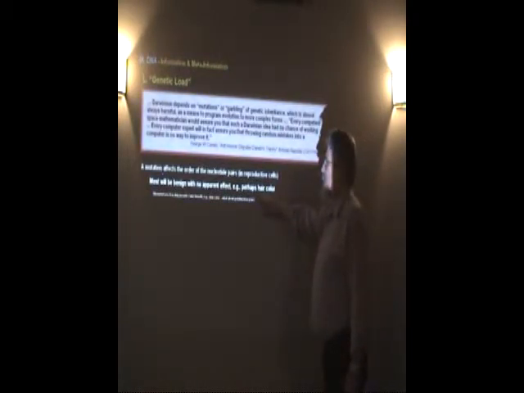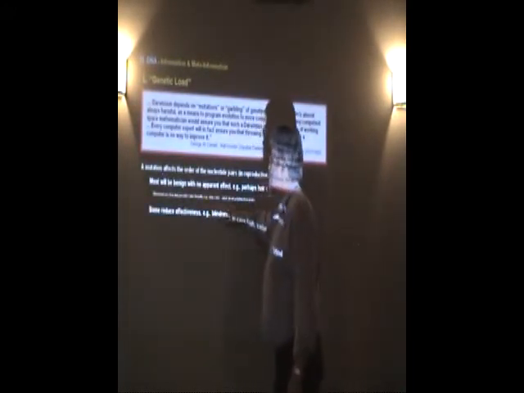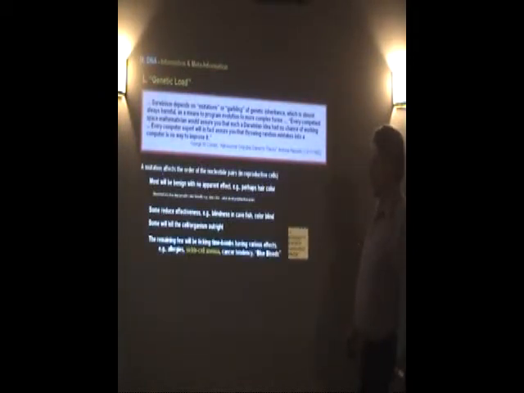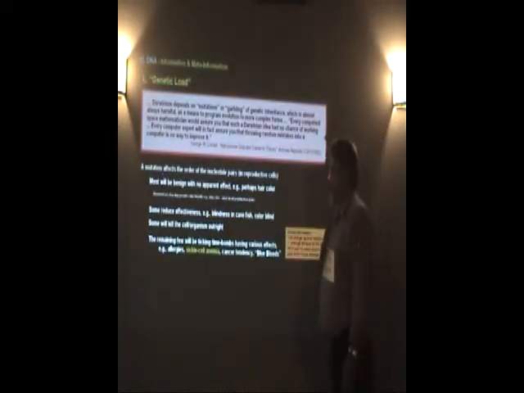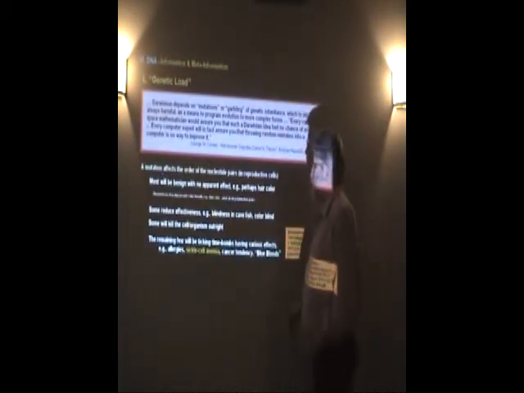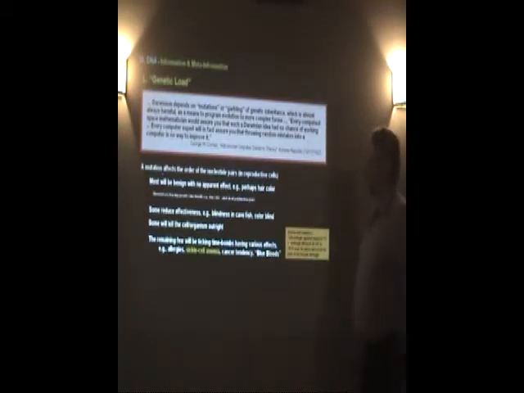A mutation affects the order of the nucleotide pairs, say for instance in the reproductive cells. Most will be benign with no apparent effect, for instance, perhaps hair color. Theorized, very few provide any kind of benefit. Some will reduce effectiveness, for instance, blindness in kingfish or color blindness. Some will kill the cell outright, just absolutely prevent it from doing its job. The remaining few will be ticking time bombs having various effects, for instance, allergies, sickle cell anemia, cancer tendency, blue bloods.